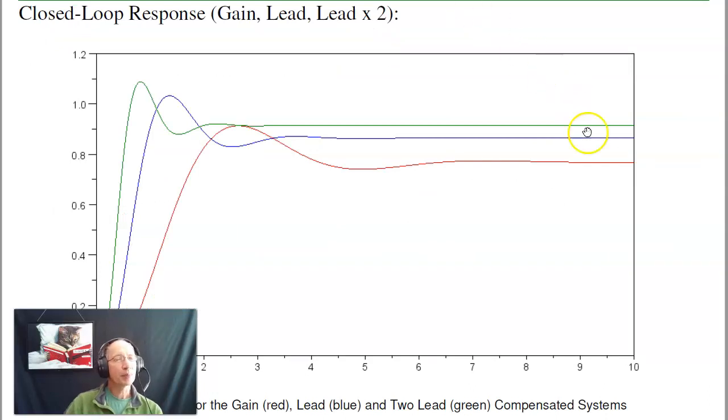And step responses. This is the gain compensation in red. Lead compensator is the system in blue. Again, 20% overshoot, better tracking, quicker system. With 2 lead compensators, I get the system in green, even better tracking, quicker system.